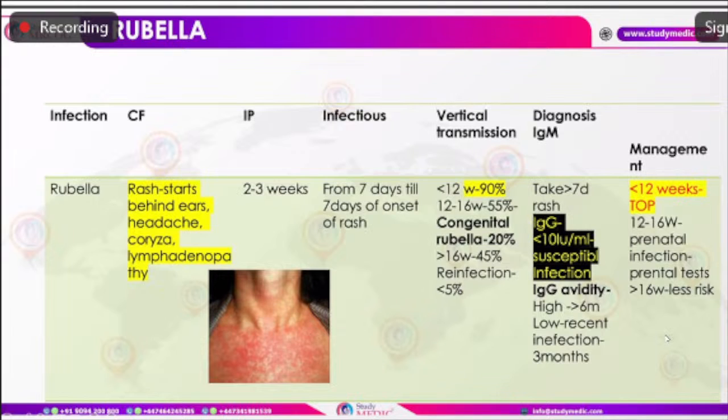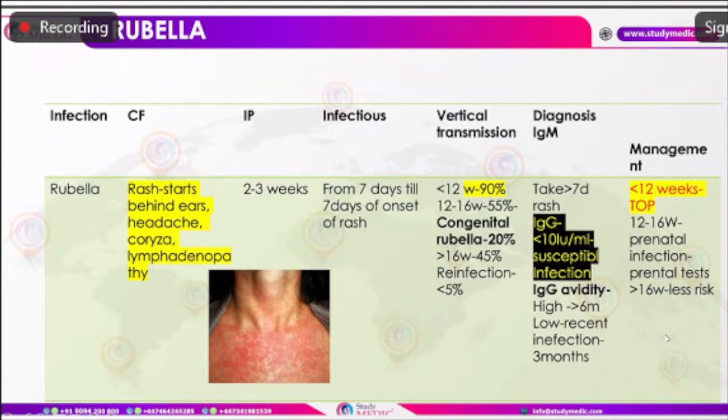Again, coming to vertical transmission, at less than 12 weeks, the transmission is almost as high as 90%. But as the weeks of gestation progress, we see that the transmission is reducing. It reduces to 55%, and after 16 weeks, it's 45% only. However, whenever the transmission is at less than 16 weeks, congenital rubella is seen in 20% of these neonates.